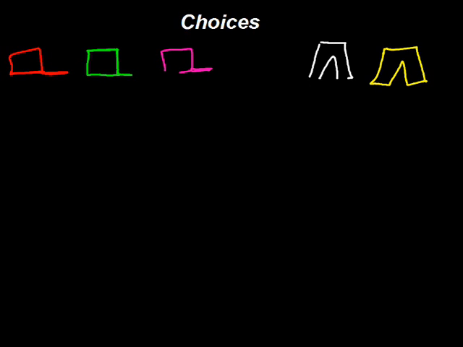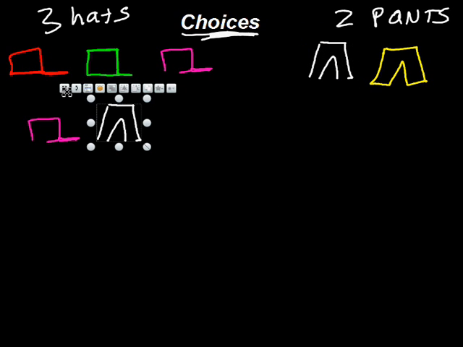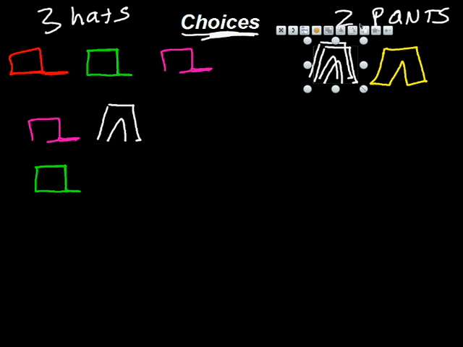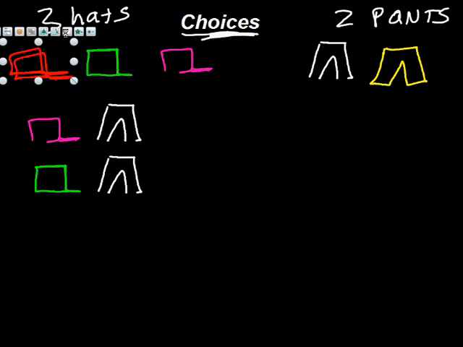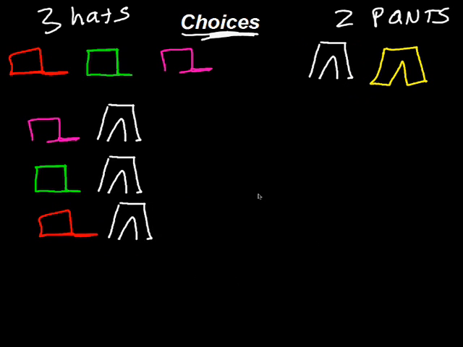Let's do an easy one, and we're dealing with choices. Over here we have 3 choices of hats and 2 choices of pants. Let's say I wanted to make different outfits. How many different outfits could I make? If I had a purple hat, I could combine it with white pants. I could do a green hat with white pants as well. That's a different outfit. I could take my red hat and combine it with white pants. Now I could take my purple hat again and combine it with yellow pants for a different outfit.